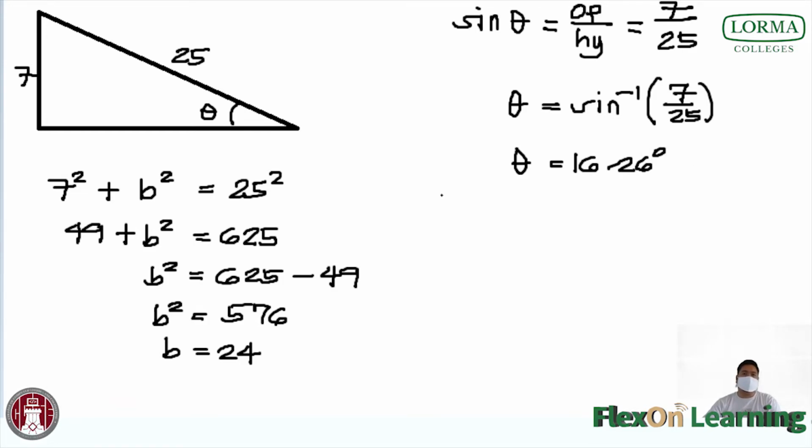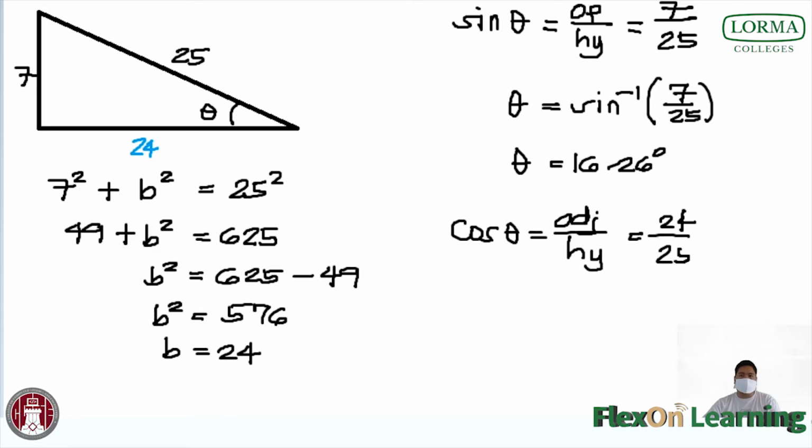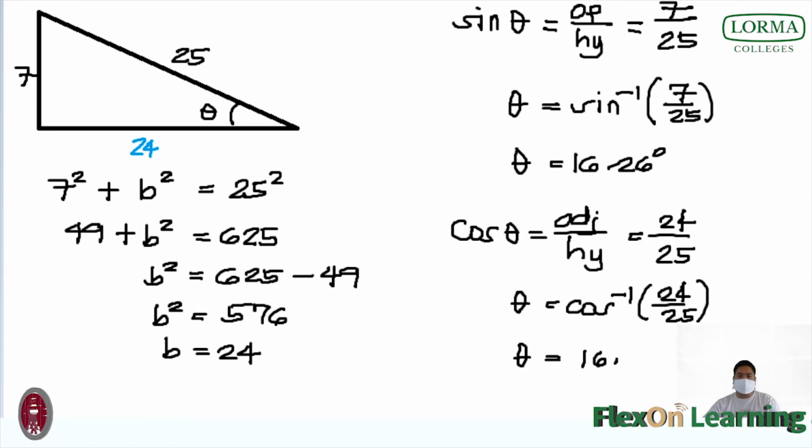Now again, to check, we can use the other functions. So we already have our cosine theta because we already know that this side is 24. So cosine theta would be adjacent over hypotenuse, that would be 24 over 25. Theta would be the arc cosine of 24 over 25. Observe that the angle is the same. What if we are going to find the other angle? Let's try another.